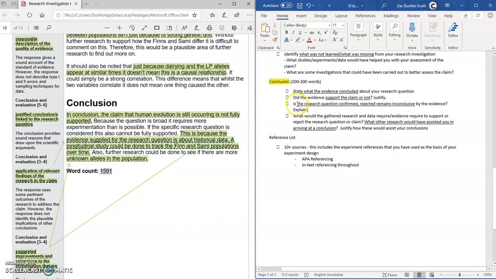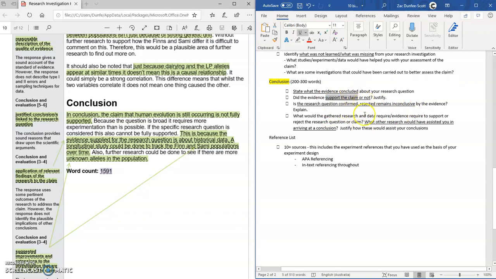And is the research question confirmed, rejected, or inconclusive by the evidence, and explain. So again, it's just a quick summary of before. As you're saying, the evidence that I found, does that confirm the research question? Did it prove the research question to be true? Does it prove the research question to be rejected? Or is the evidence that we have here inconclusive? Because that's a very possible thing that you can say, well, look, it was inconclusive. Very same with your claim as well.